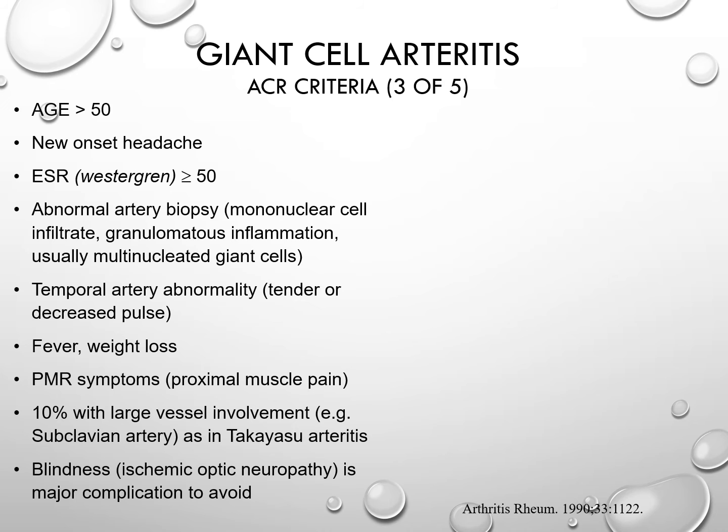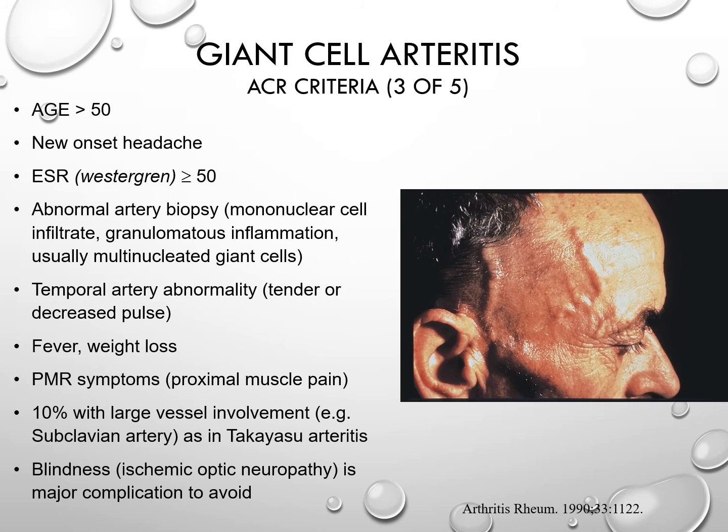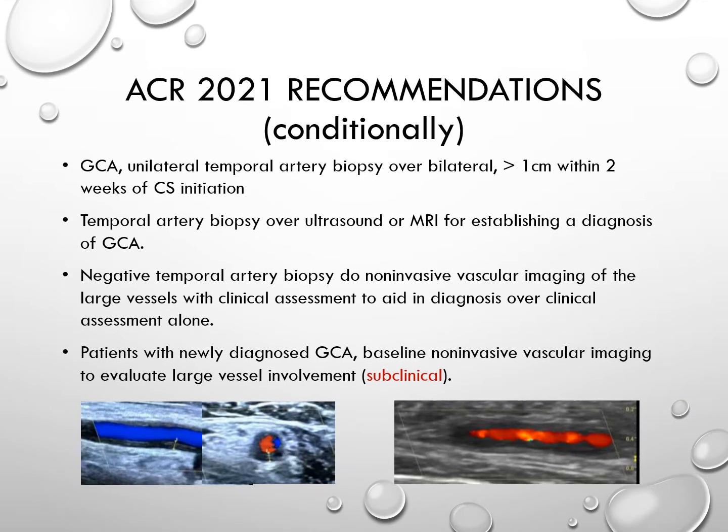Up to 10% of those patients may have subtle large vessel involvement like in Takayasu. So as per guidelines, it's better to have baseline screening, even if they are not symptomatic, for the aorta and abdominal vessels. The recent ACR 2021 recommendations are mostly conditional due to the low level of evidence. However, they are helpful and more practical.